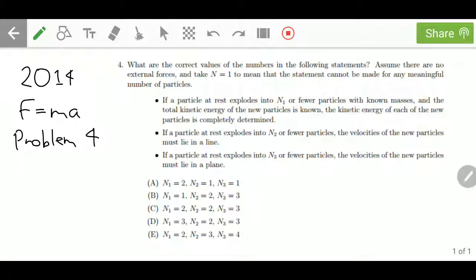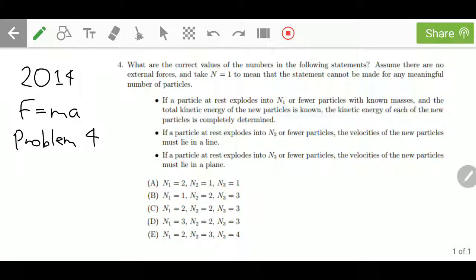Hello. In this video, I'm going to explain problem 4 from the 2014 F equals ma contest. We are told to find the maximum number of particles that would satisfy the maximum numbers n1, n2, n3, all referring to the number of particles that a single particle explodes into, such that certain conditions would be guaranteed to be satisfied.